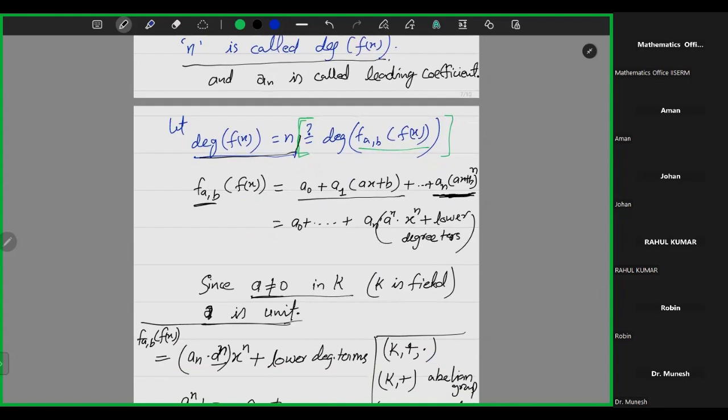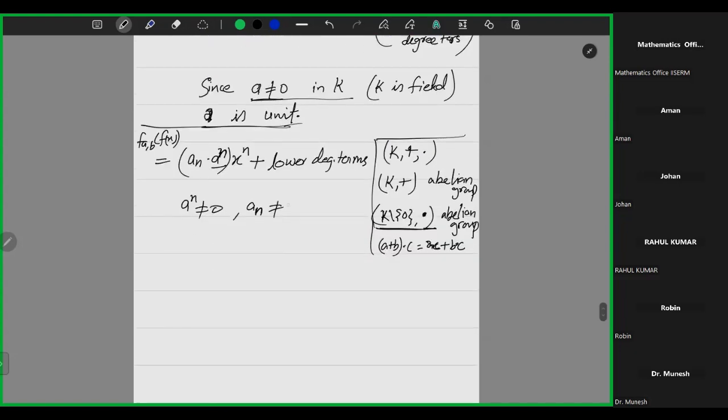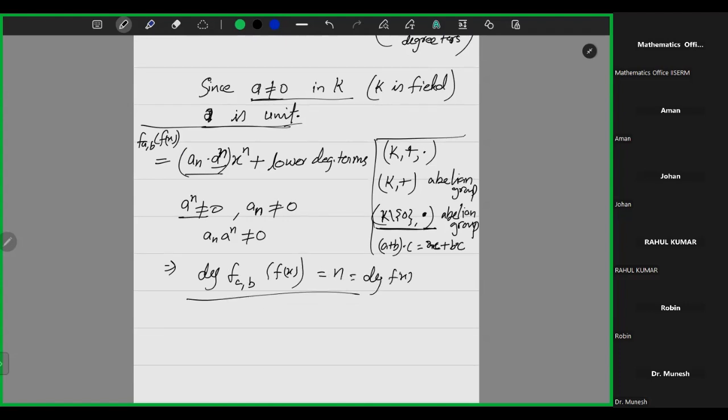While we are taking this, a_n is non-zero in f(x). So a_n is not zero, a power n is not zero, so their multiplication is not zero. a_n times a power n is not zero. This implies the degree of f_ab(x) is n, which is the degree of f(x).